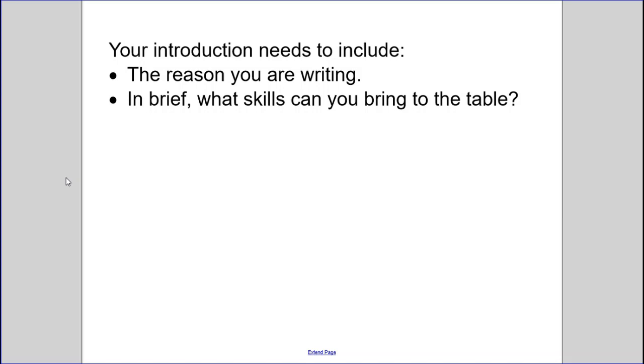So I'm going to have a go at writing my own introduction now. Just a quick note on the introduction. Here are some things that you need to include. Notice how I've used a colon to introduce bullet points in a list. Your introduction needs to include the reason you are writing. So why are you writing to MI6? And then in brief, so in short, what skills can you bring to the table? So you might just want to include a sentence describing what kinds of skills you can bring to MI6 that would make you a benefit, an asset to their team.